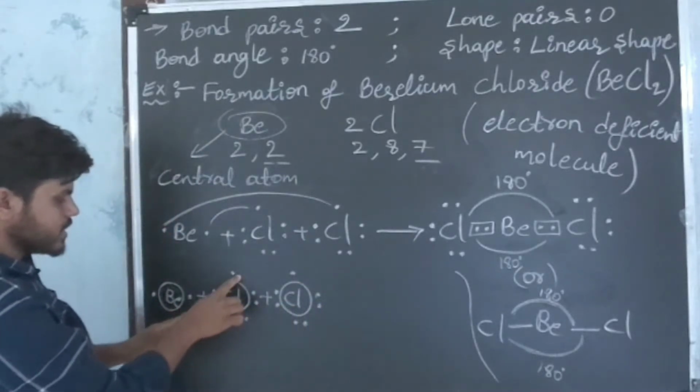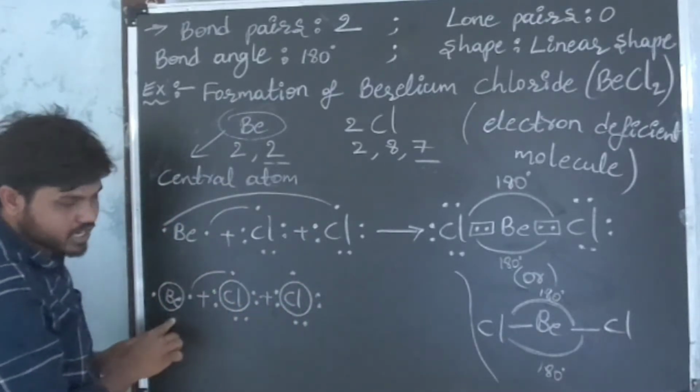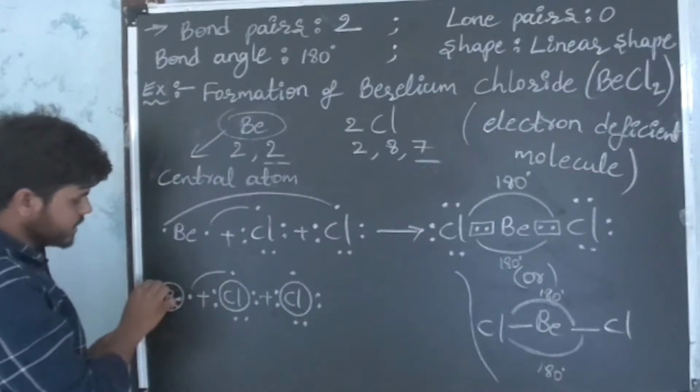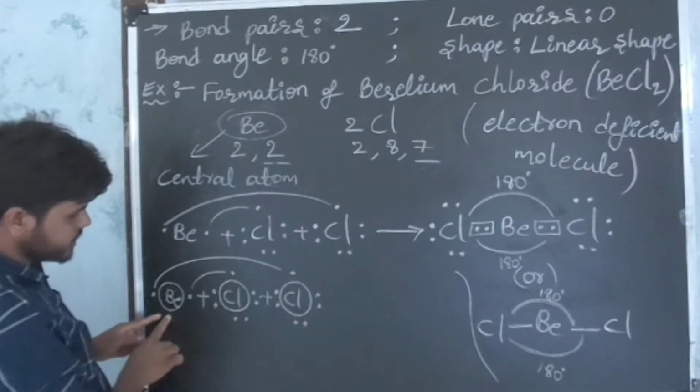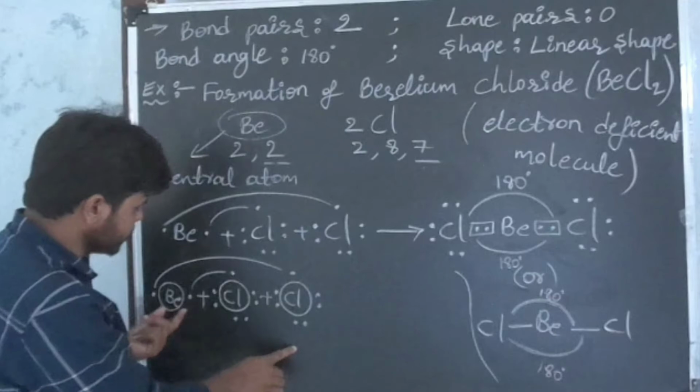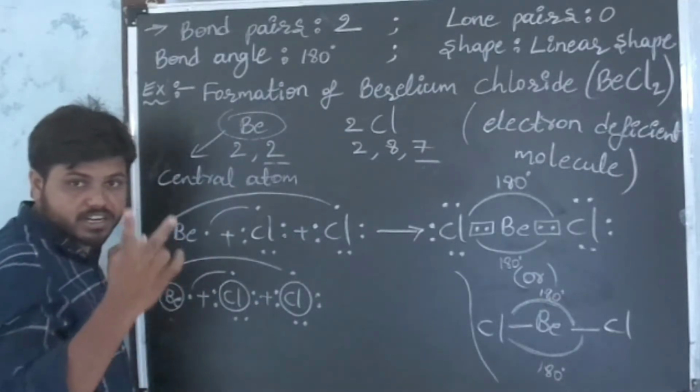So these two electrons are shared between the beryllium atom and a chlorine atom, and these two electrons are shared between the beryllium atom and the other chlorine atom. In the beryllium valence shell, 2 electrons are there.